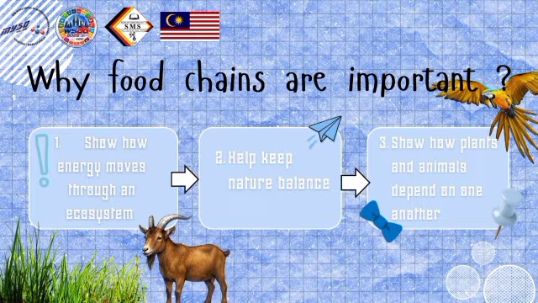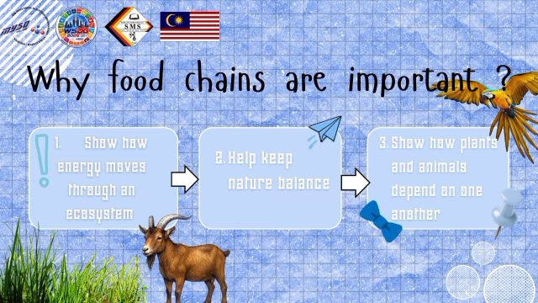First, food chains show how energy moves through an ecosystem. For example, plants like grass get energy from the sun. Then, animals like goats eat the grass. So, energy is transferred from plants to animals.